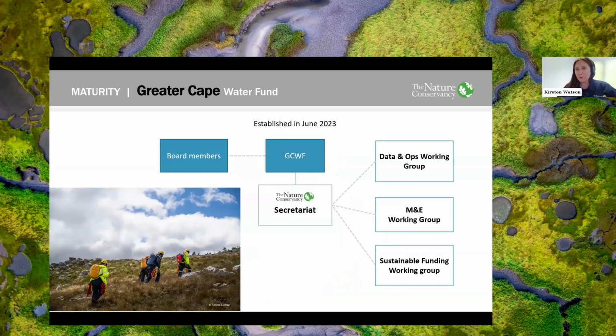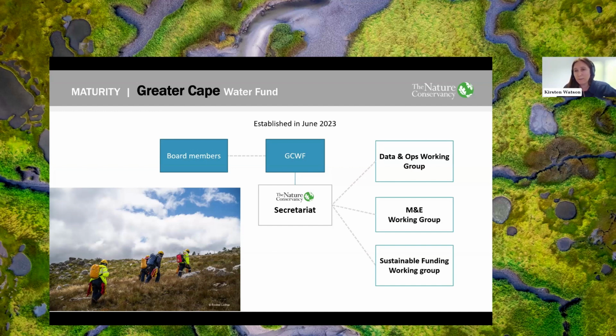On the Greater Cape Water Fund, so this is slightly different to the Greater Cape Town Water Fund, which came out of the business case. This is the more formalized maturity phase of the Greater Cape Water Fund. This governance structure is separate from the Nature Conservancy, who's initiated and led the implementation of the Greater Cape Town Water Fund. It was established in June 2023 as a not-for-profit company.